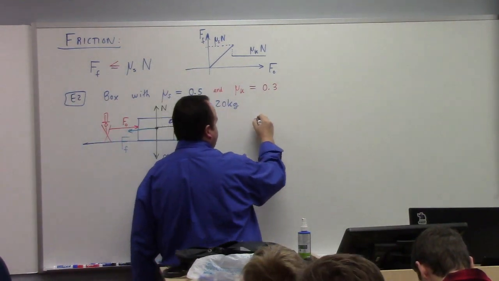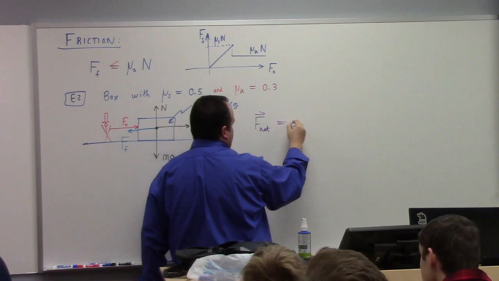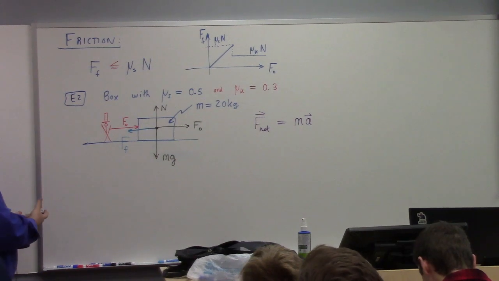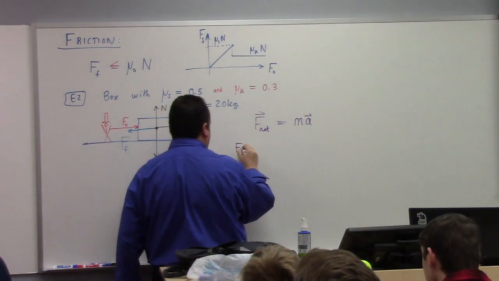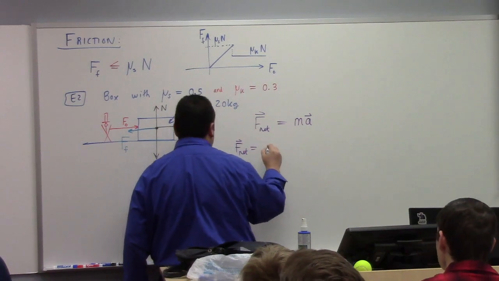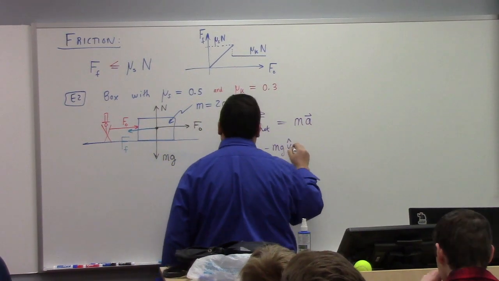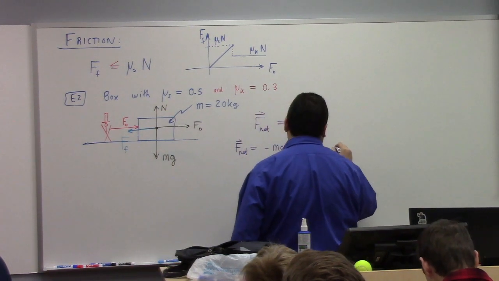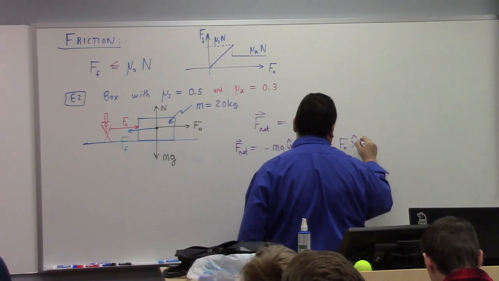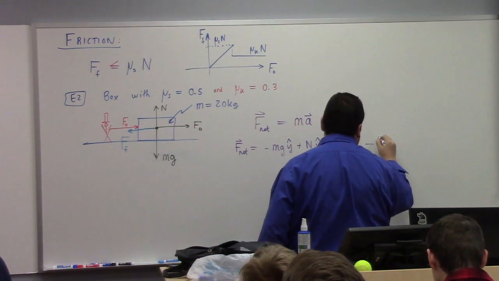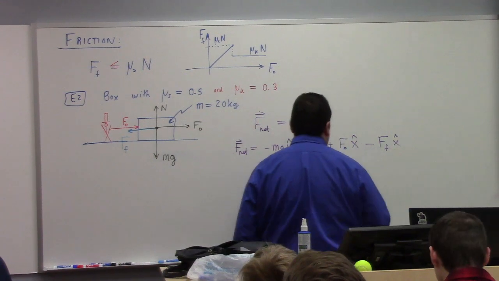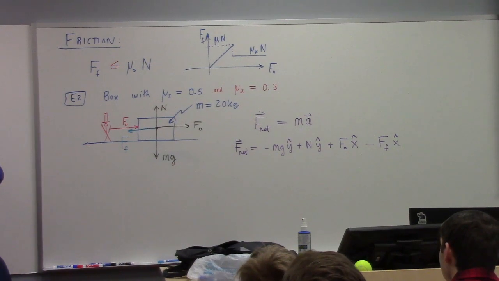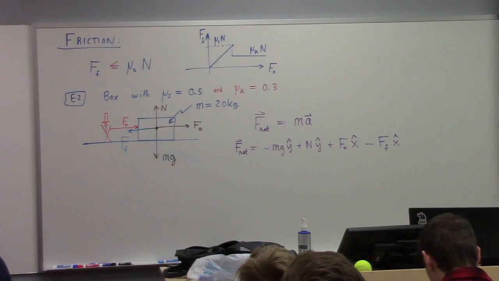The net force is what? Mass times the acceleration, right? What is the net force here? Symbolically, the net force is minus mg y hat, plus N y hat, plus F0 x hat, minus the force of friction x hat. I'm assuming that the force of friction is taken to be positive, the magnitude. I put the directions in by hand, pluses and minuses.